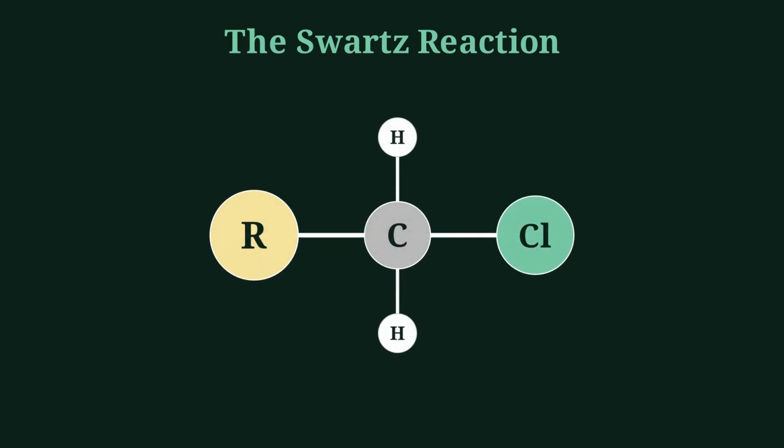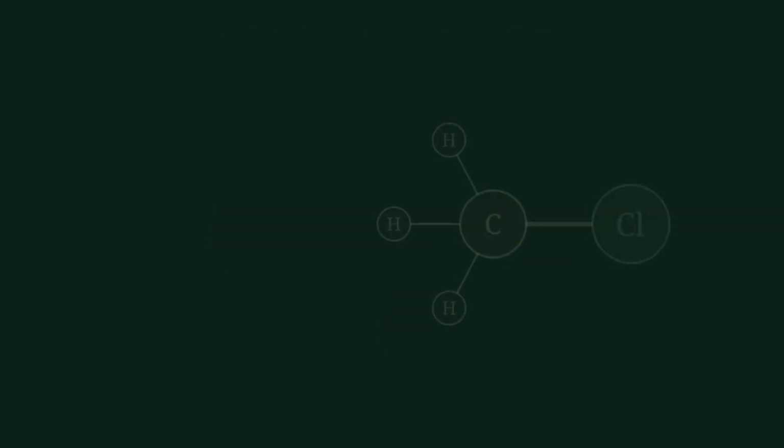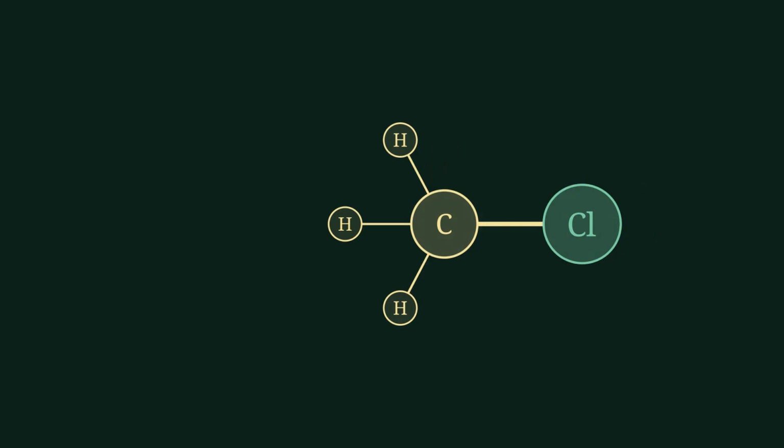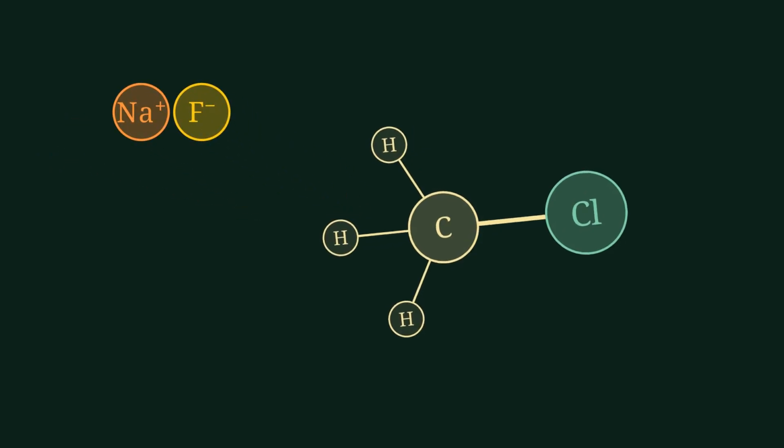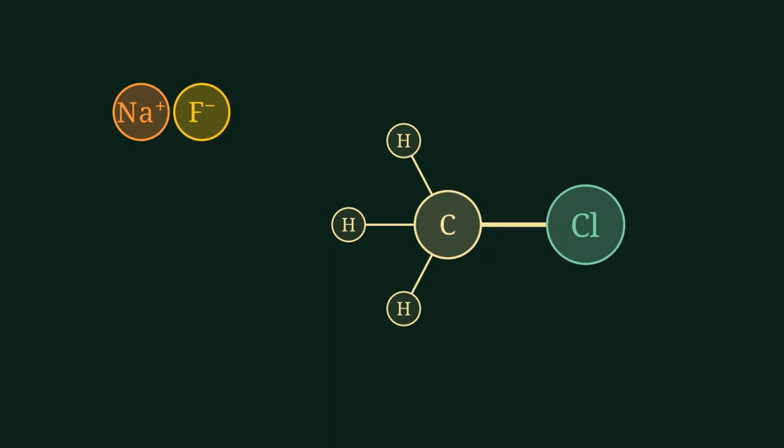For that, we turn to a classic transformation known as the Swarts reaction. Let's look at the basic setup. Typically, we start with an alkyl chloride or an alkyl bromide, molecules where carbon is already bonded to a halogen like chlorine. Our goal is to swap that chlorine for a fluorine. But if you just toss in a simple salt like sodium fluoride, almost nothing happens. The bond we're trying to break is stubborn, and the fluorine ions aren't quite pushy enough to force the swap.